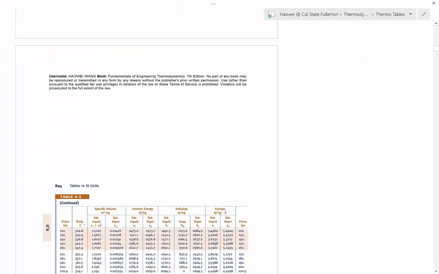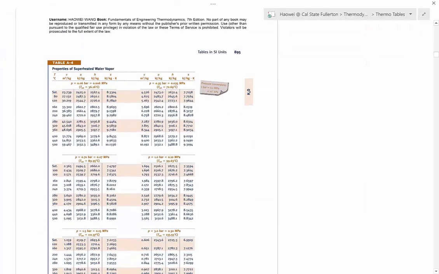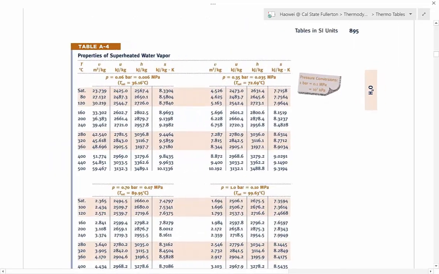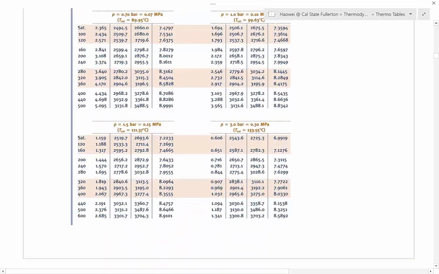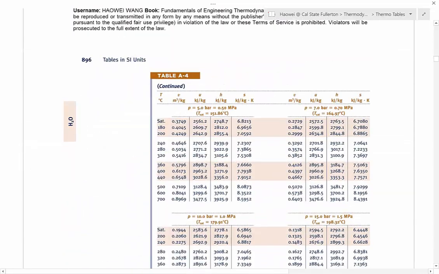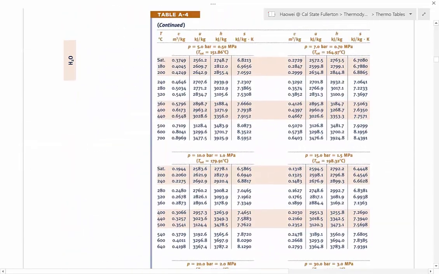Let's go to table A4. Okay, so this is table A4. And remember, our pressure is 10 bar, so we look for the block corresponding to 10 bar. Where's 10 bar? Okay, there it is, 10 bar. This is the block we should be looking at.